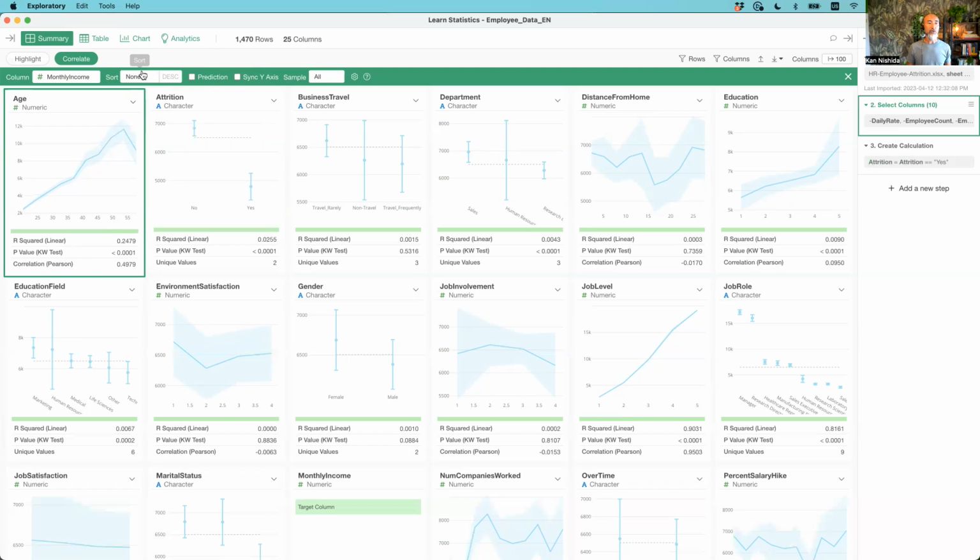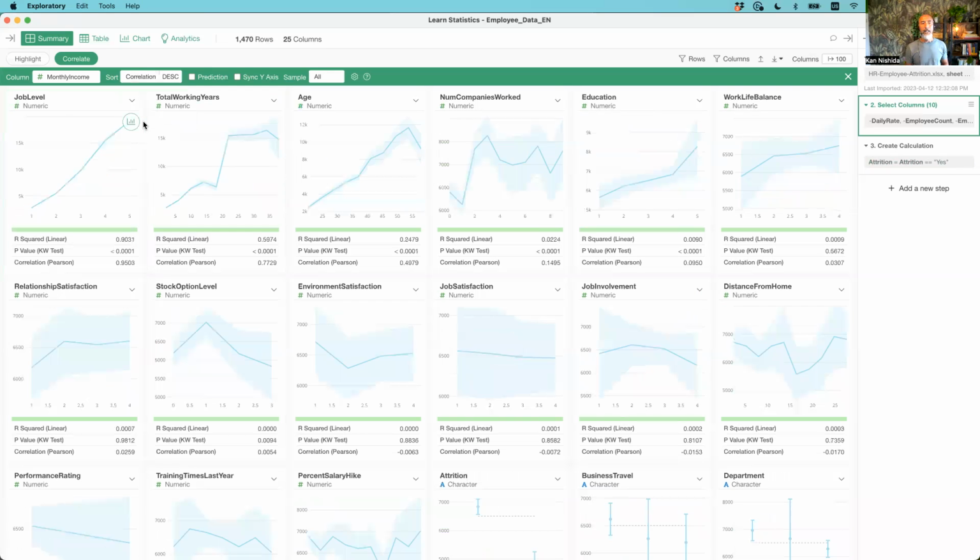So we can use a sort to reorder these columns from the highest correlation to the lowest correlation. Let's do that here. If I select the correlation here, the first one showing up is job level, which has the highest correlation number, 0.95. 0.95, you remember, one is the strongest, my English is kind of messed up.